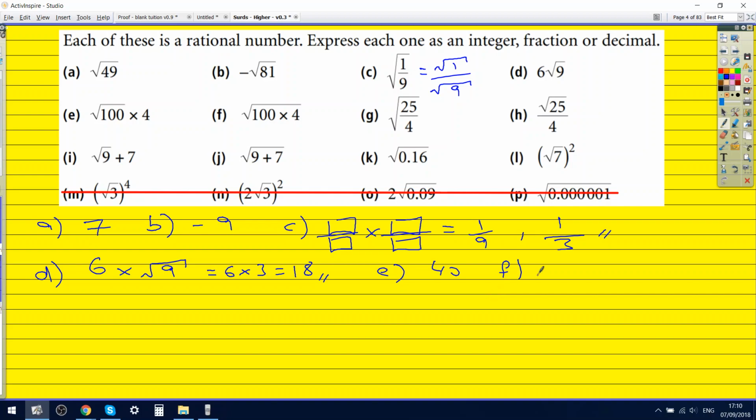Wouldn't that just be the same? Well, what is 100 times 4? Oh, 400. And what squared gives you 400, or square root of 400 is what? 20. Yeah, and so the purpose of E and F is to show you that you can't multiply a normal number by a square root number. It's not the same thing. Okay, how about G?